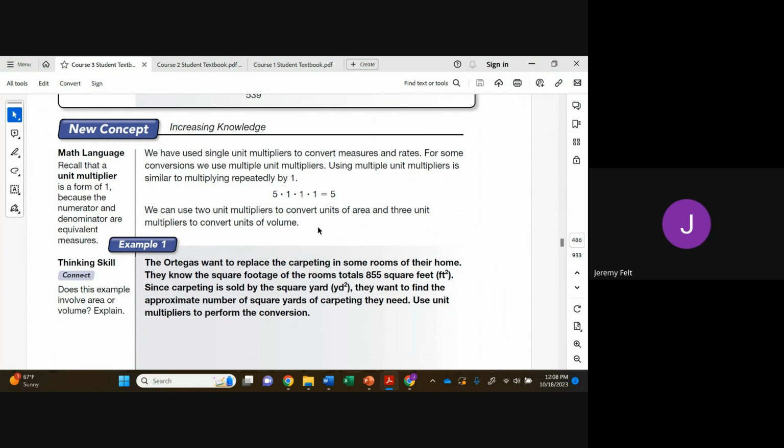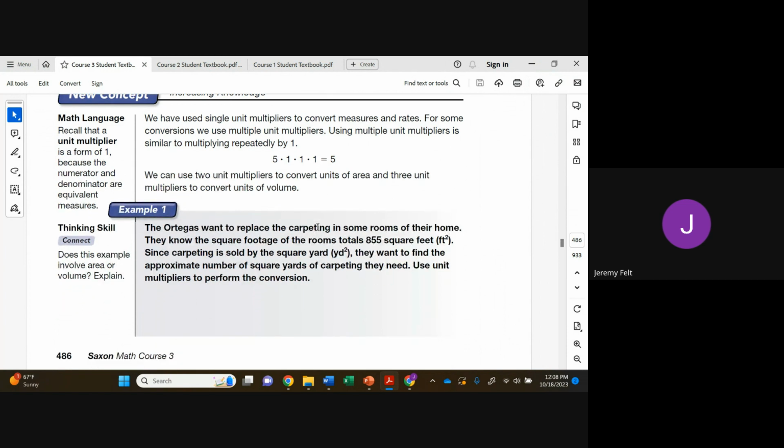Okay, so example 1, the Ortegas want to replace the carpeting in some rooms of their home. They know their square footage of the rooms is 855 square feet. Since carpeting is sold by the square yard, they want to find the approximate number of square yards of carpeting they need. Use unit multipliers to perform the conversion.